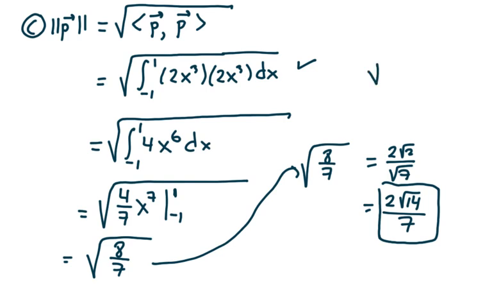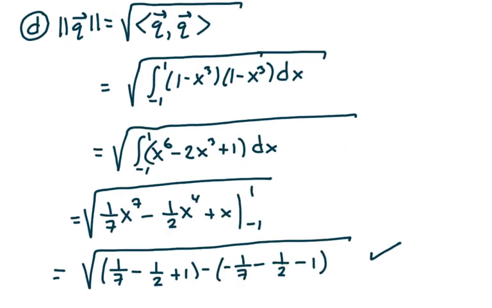Now remember, the square root of 8 is the square root of 4 times 2, right? Square root of 4 is 2. So this is 2 square root of 2. That's what square root of 8 is. So if I get the square root of 8 over 7, that's 2 times the square root of 2 divided by the square root of 7. But if I rationalize the denominator, I get 2 square root of 14 divided by 7. That's part C.